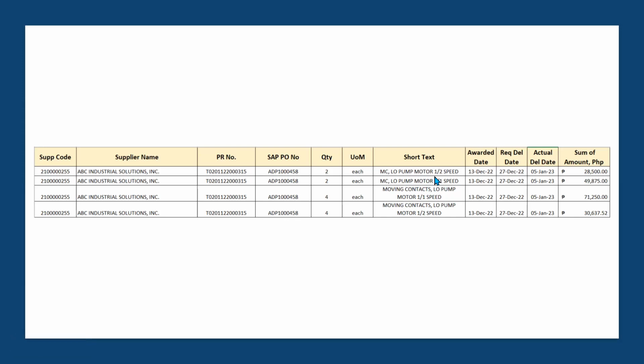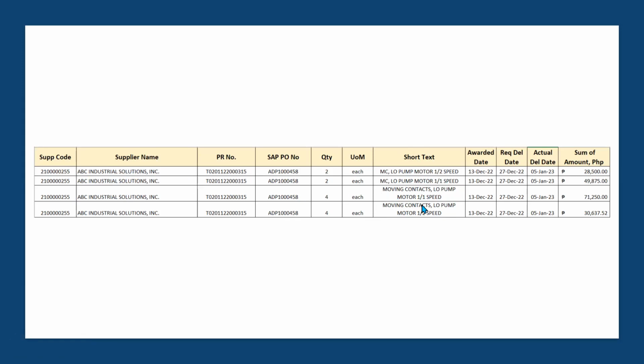And the part, or the item, can be ordered many times and appear many times as a line item in a single order. Each part can have only one supplier. So these four parts that have been ordered have only one supplier. The supplier name is ABC Industrial Solutions Inc.